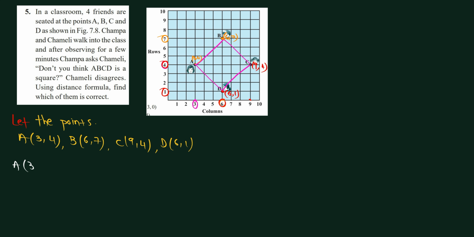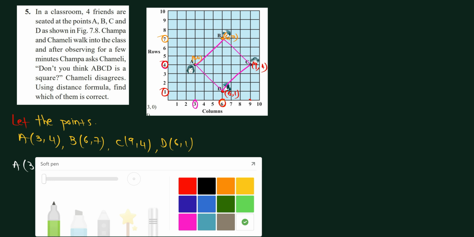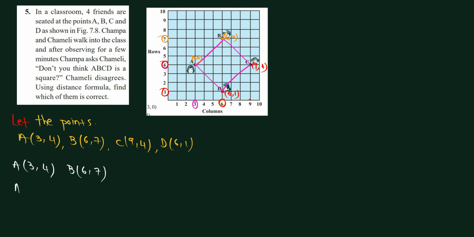A value is 3 comma 4, B value is 6 comma 7. Then find the distance AB now. AB distance equals root over (x1 minus x2) whole square, that is (3 minus 6) whole square, plus (y1 minus y2) whole square, (4 minus 7) whole square.